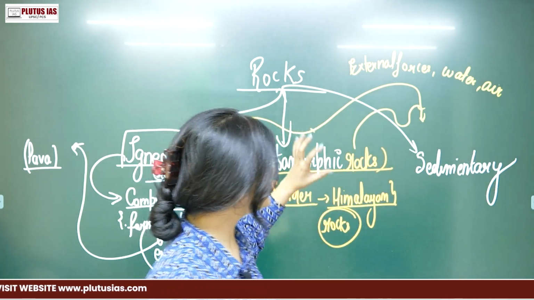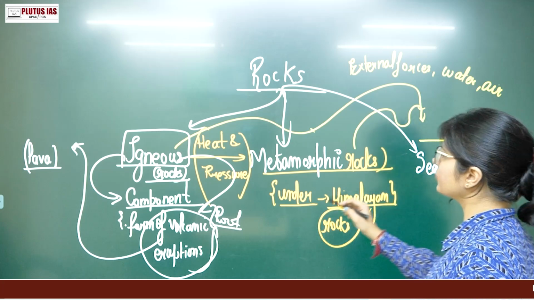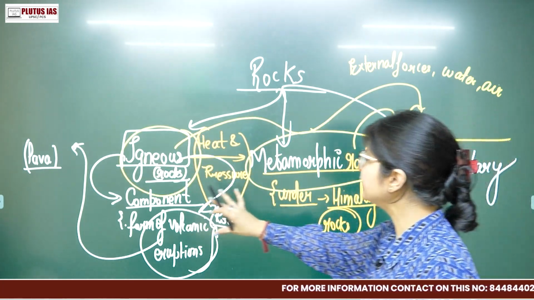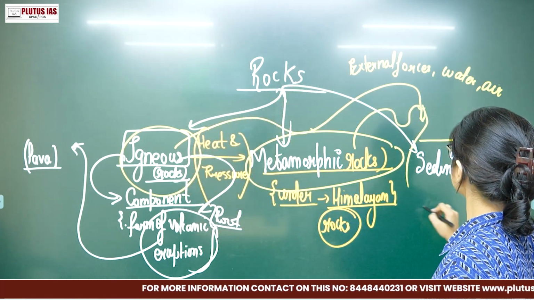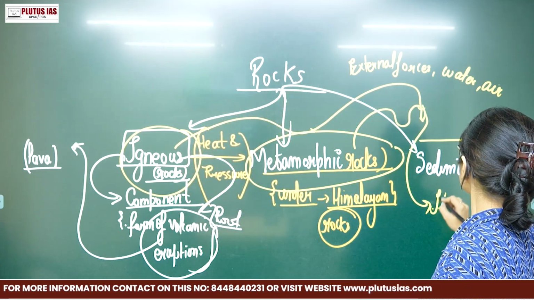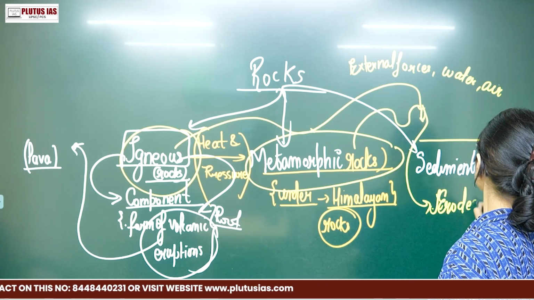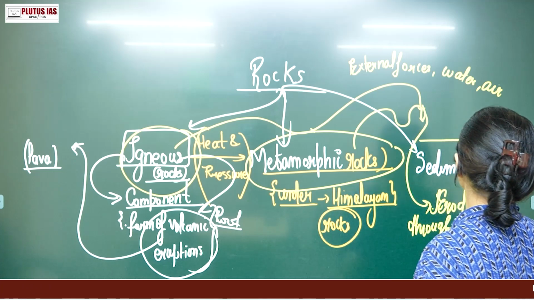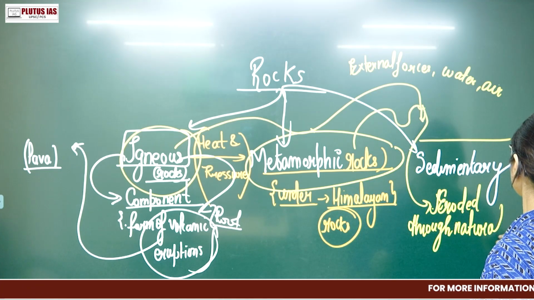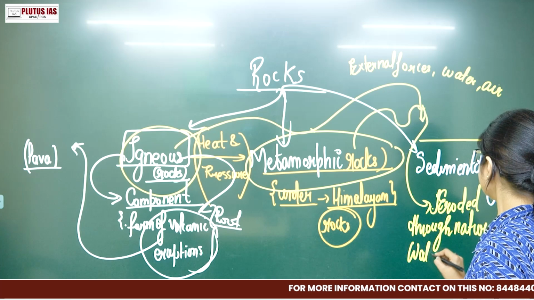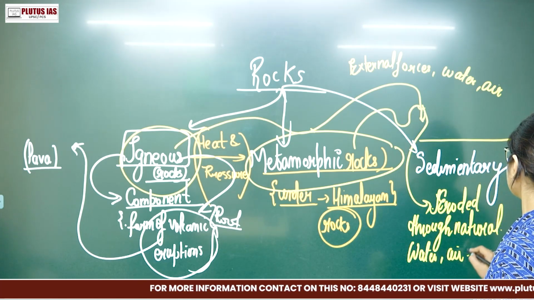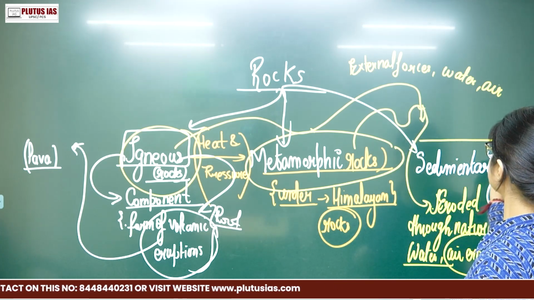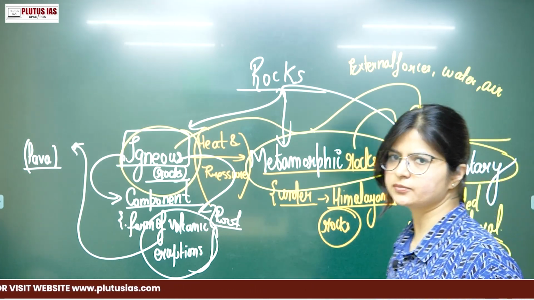Okay, so the sedimentary rock is what? Something which has been eroded from the igneous and metamorphic rock, right? When the igneous and metamorphic rock is getting eroded through the natural external forces, which we call water erosion and air or wind erosion, through that, formation of sedimentary rocks takes place.